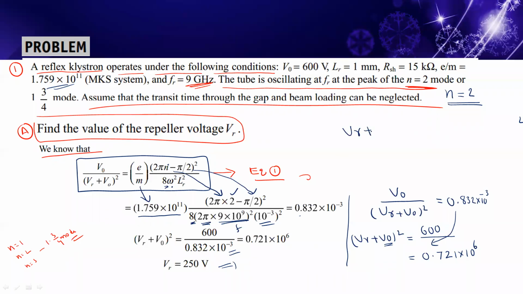So VR plus V naught equals to root of 71 power 6. So we directly calculator solve to 50 volts. So that is the value of the repeller voltage. VR equals to 250 volt. So take snapshot.